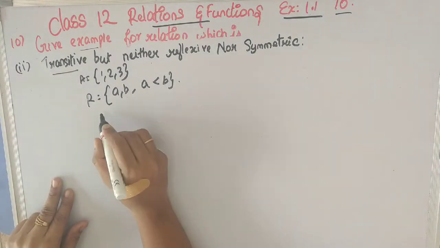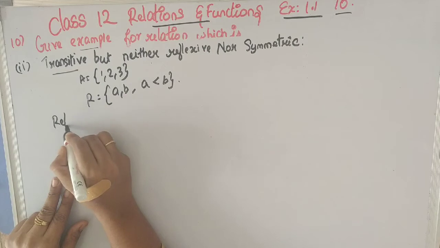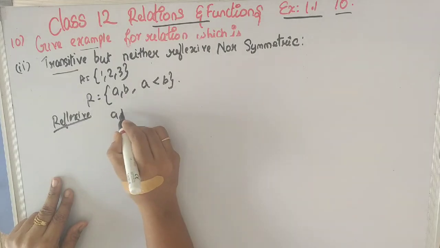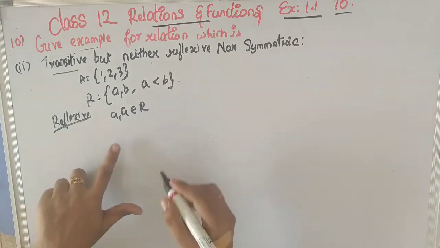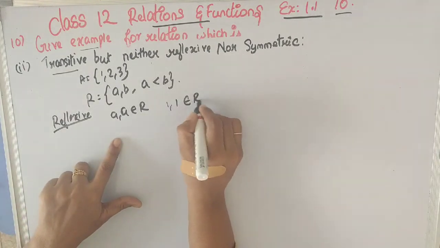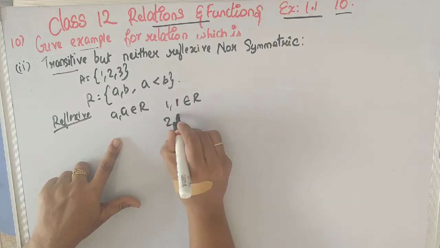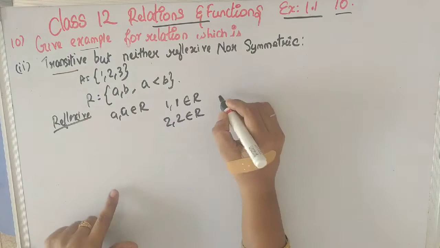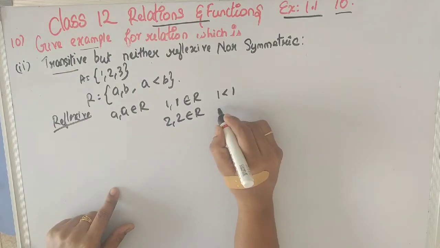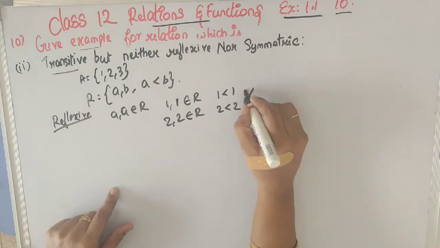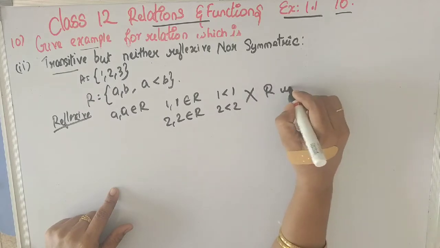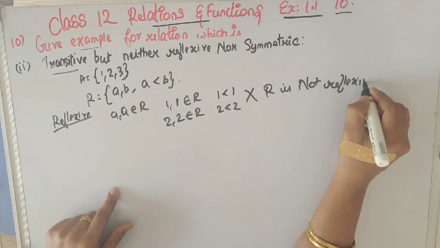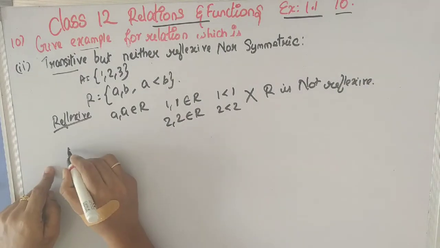Okay? What is a reflexive relation? The ordered pairs in a reflexive relation must have the same x and y values. That is, (a, a) must be an element of R. Okay? Is it possible for (1, 1) to be an element of this relation R? Is (2, 2) an element of R? No, isn't it? Is 1 less than 1? 2 less than 2? Is it possible? No. Therefore, this relation R is not reflexive, because the ordered pairs must satisfy the condition a is less than b.